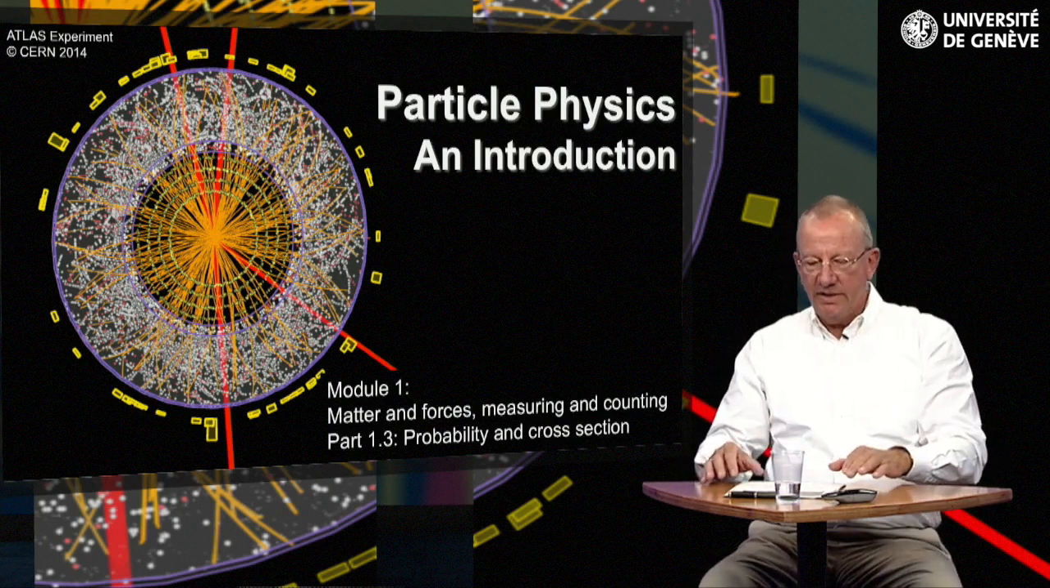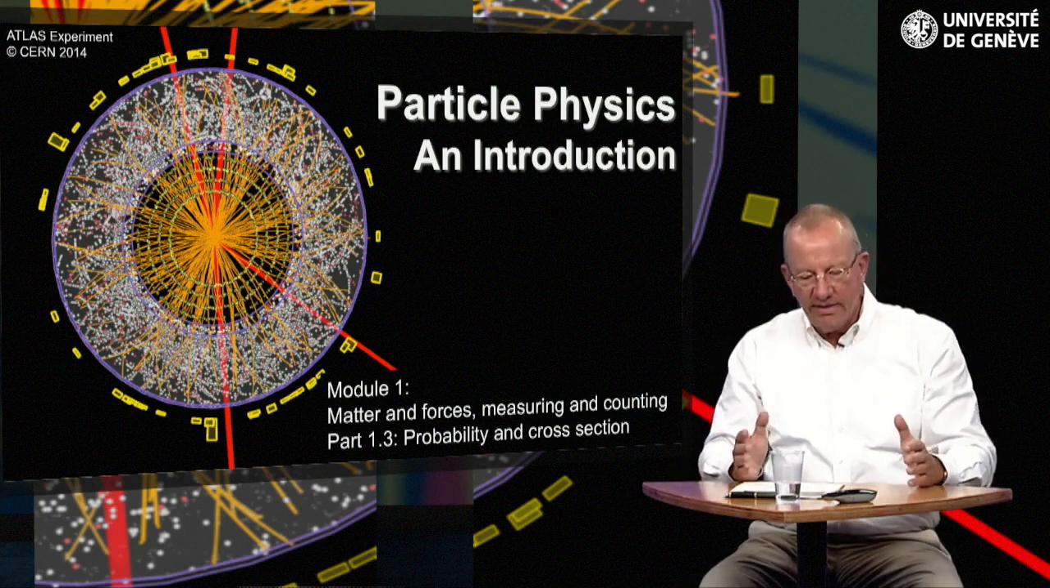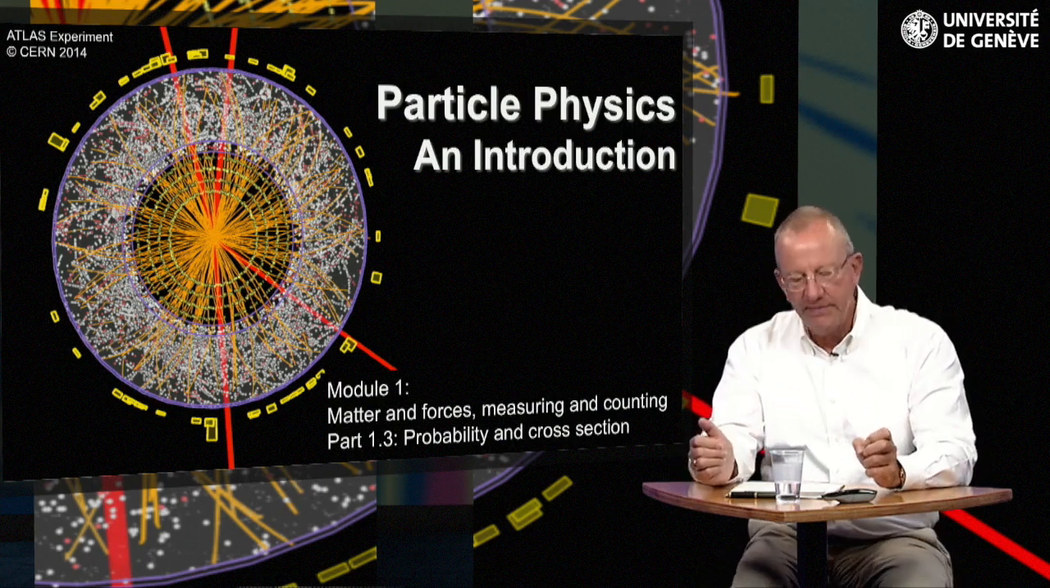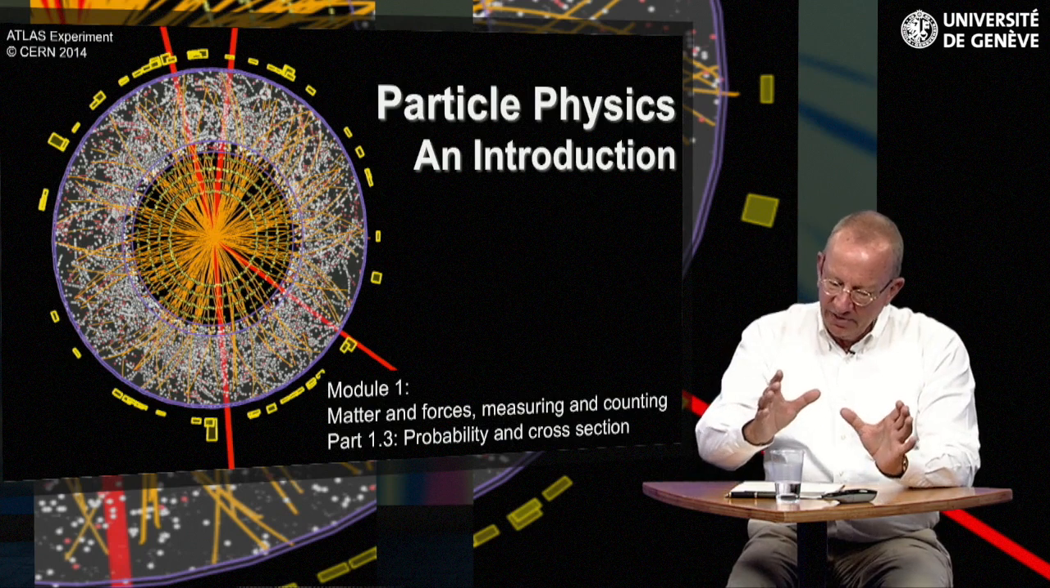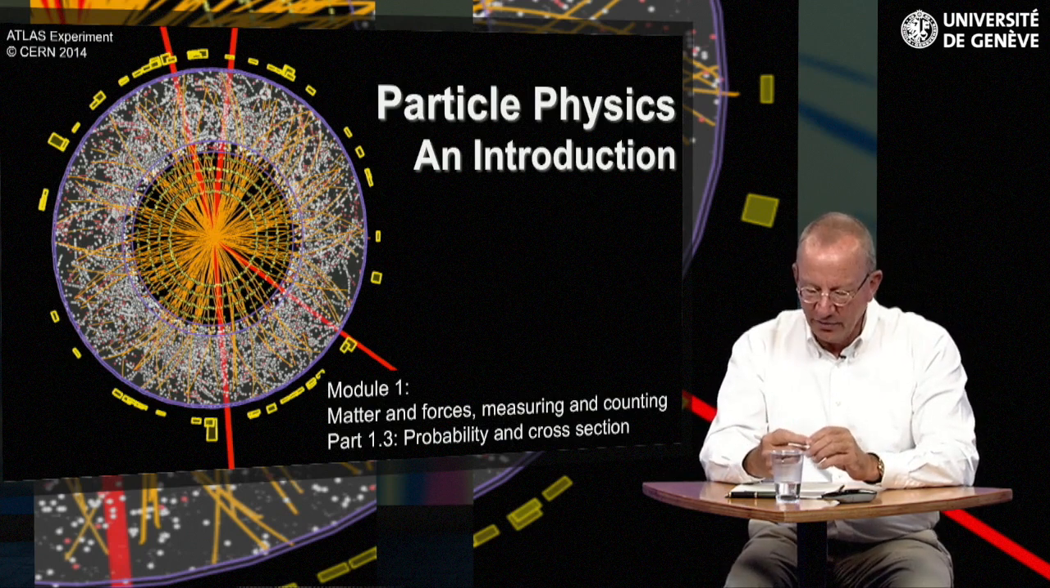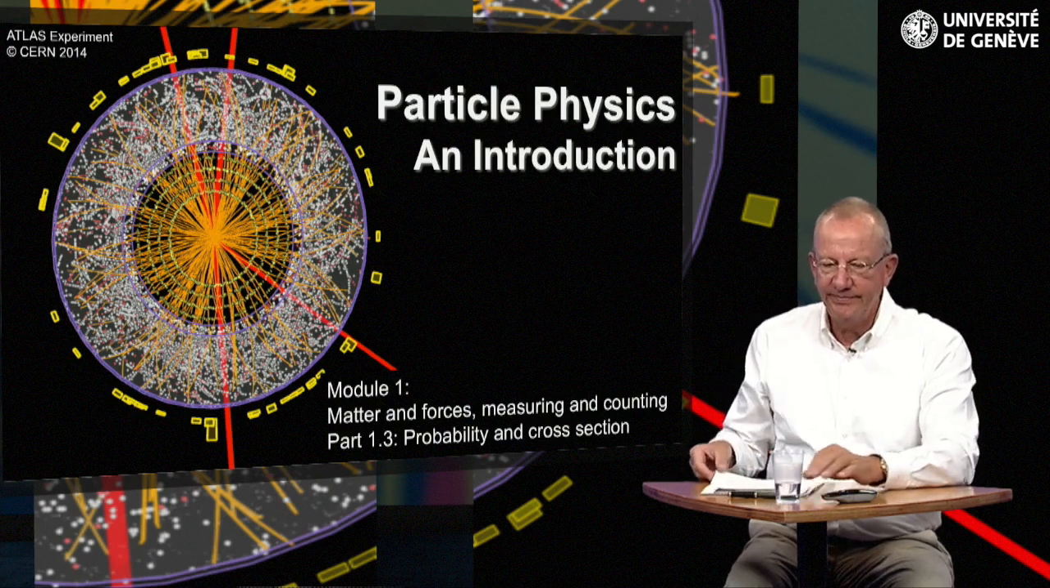After watching this video, you will be able to define the cross-section in terms of incident flux and number of target particles. You will also be able to relate the cross-section to the probability and the rate of a particle reaction.